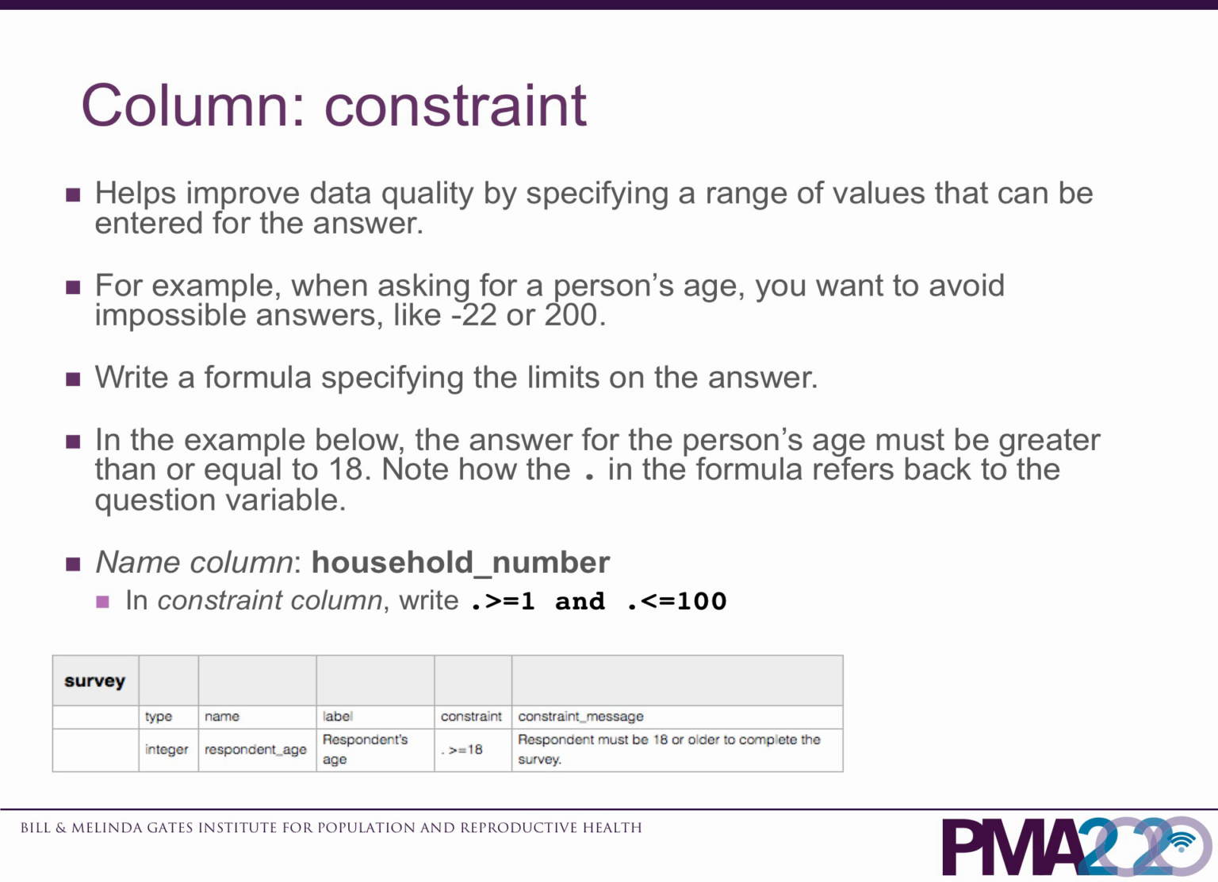How do I know that? I see that in the constraint column, I have a dot, which means we are referring back to the question in that row, and we have the greater than and equal to sign. So please now pause the presentation, and for the variable household number, enter the code for the constraint that you see on the slide.